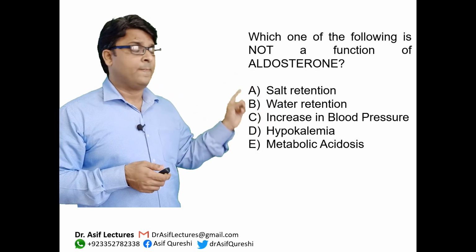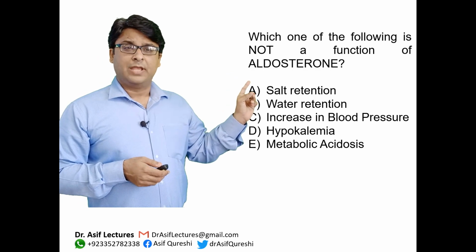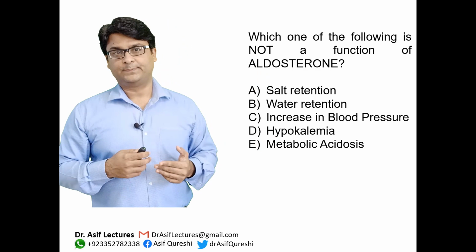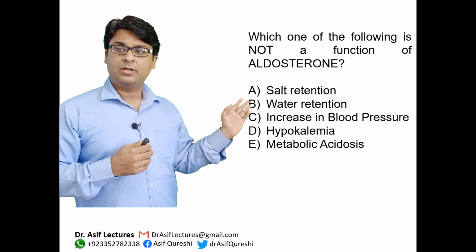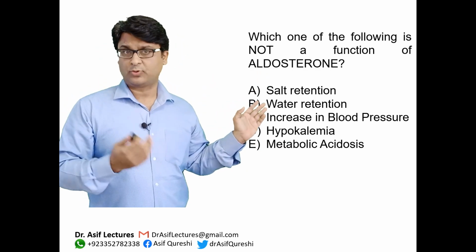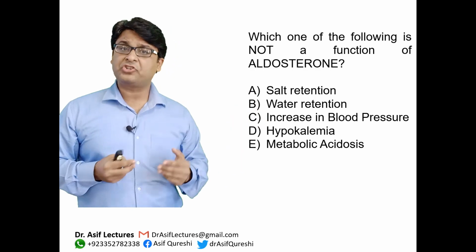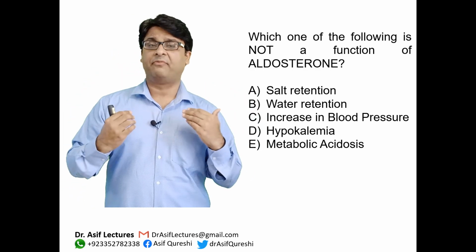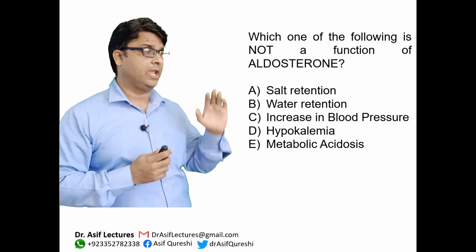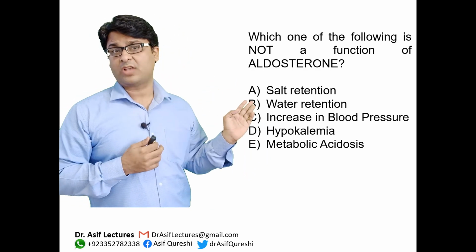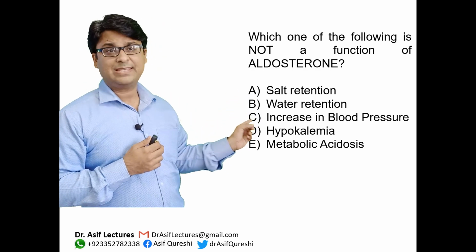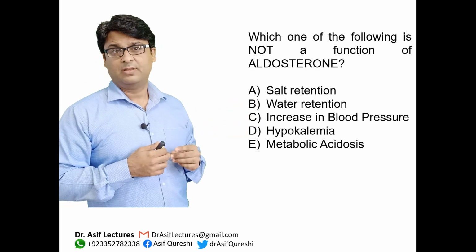So let's go one by one. Salt retention, is it not the job of aldosterone? It is. So A is not the right answer, okay? Water retention, it is one of the jobs of aldosterone. Increase in blood pressure, because of salt and water retention, the blood pressure goes up. It's a function of aldosterone, okay? Hypokalemia, this is what it causes. But hey, look here, metabolic acidosis.